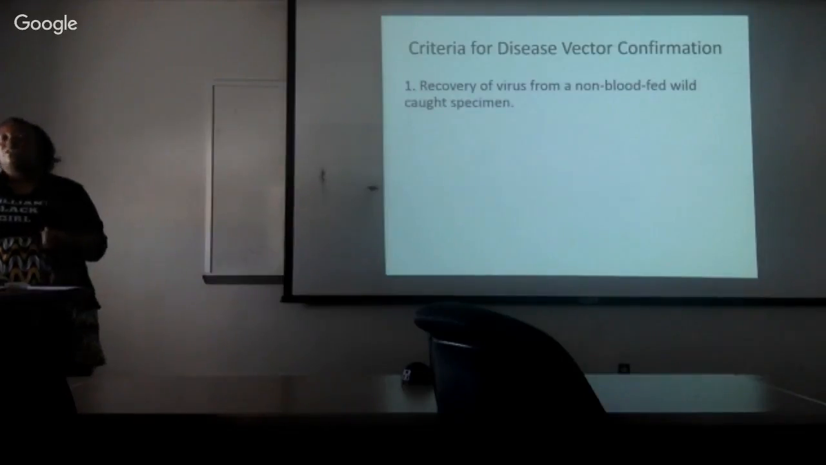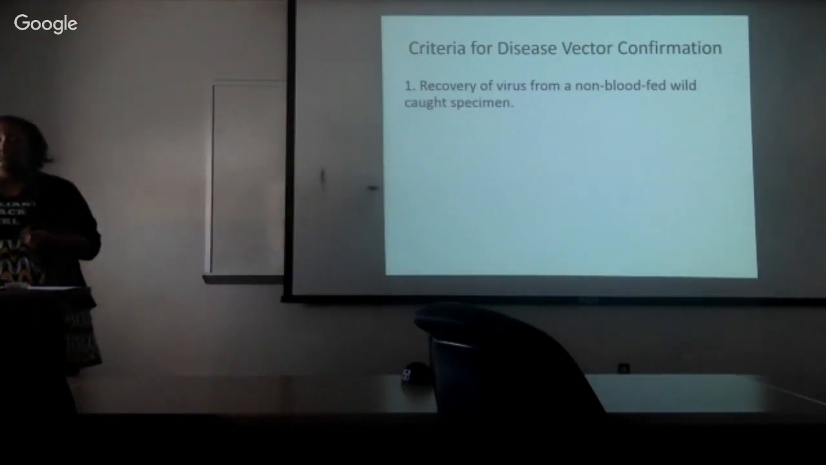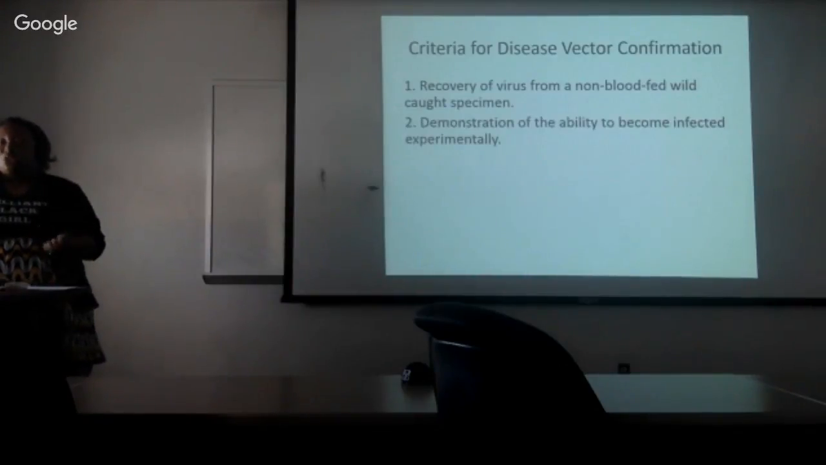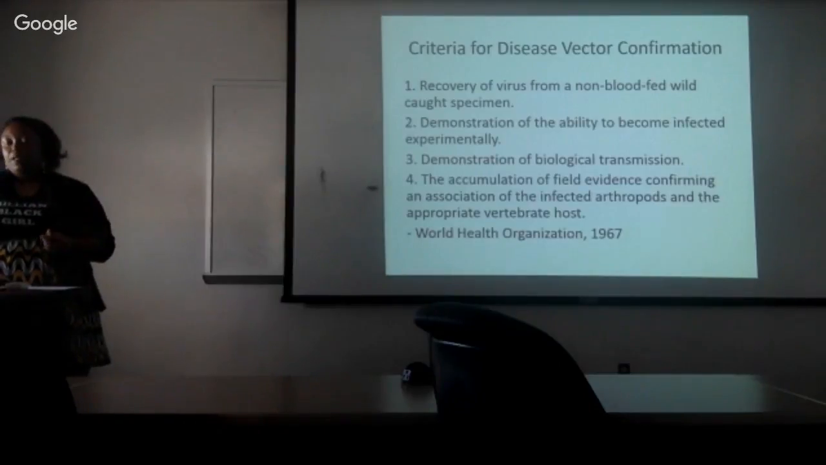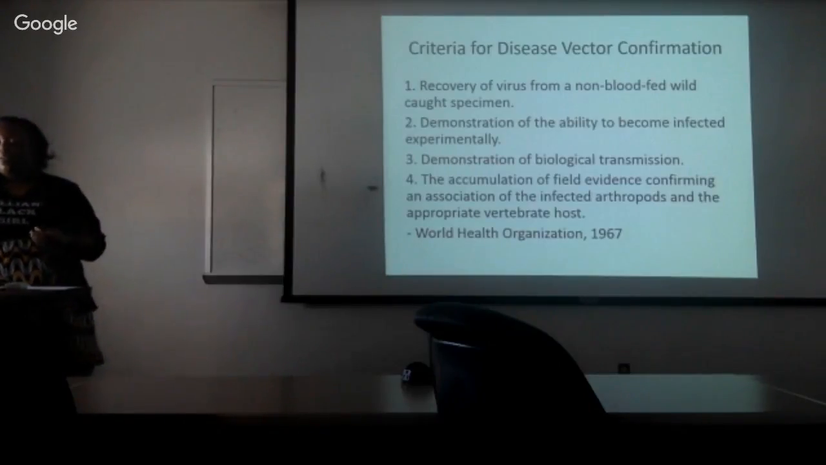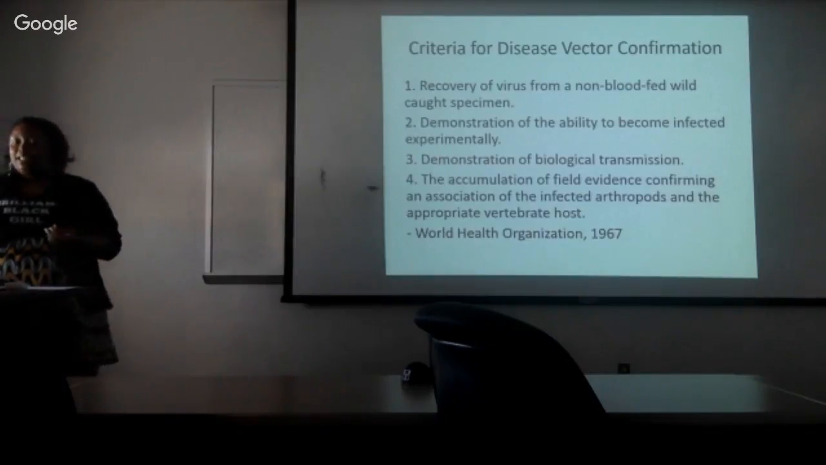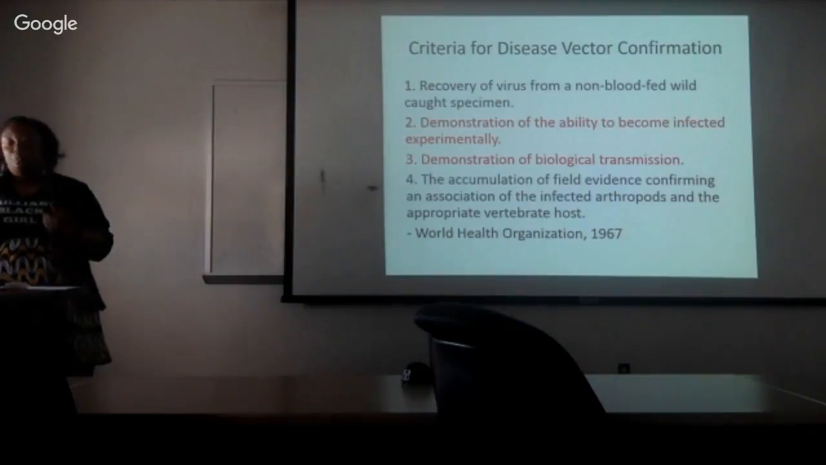And so the criteria for disease vector confirmation include recovery of a virus from a non-blood-fed wild-caught specimen, demonstration of the ability to become infected experimentally, demonstration of biological transmission, and the accumulation of field evidence confirming an association of the infected arthropods and the appropriate vertebrate host. And so one of my goals was to create a model that could satisfy at least one of these criteria, and ideally two.